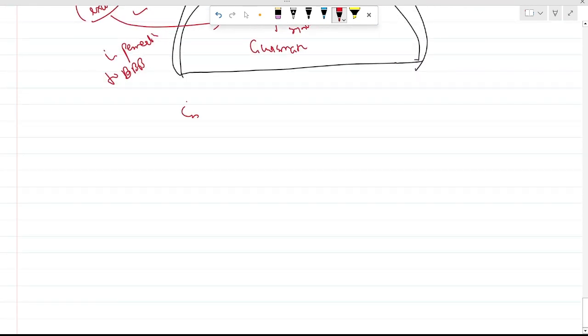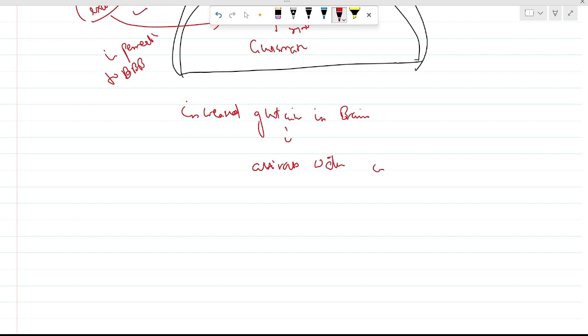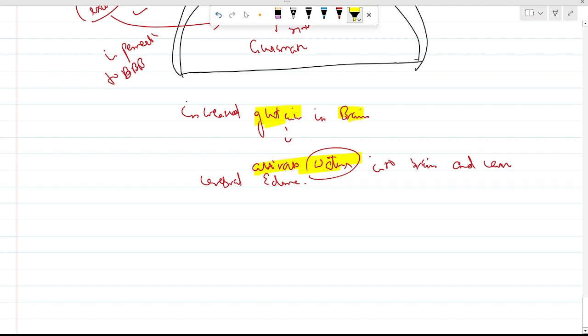Increased glutamine in brain. This glutamine attracts water into brain and causes cerebral edema. Glutamine in brain attracts water and causes cerebral edema. This is the reason why ammonia is very toxic to the brain. This is the first reason.